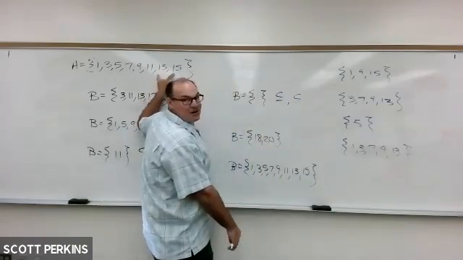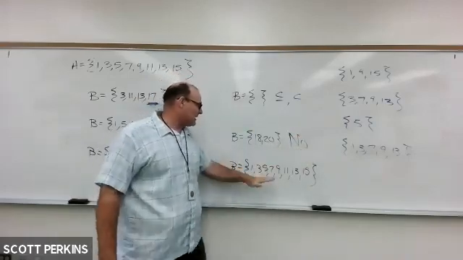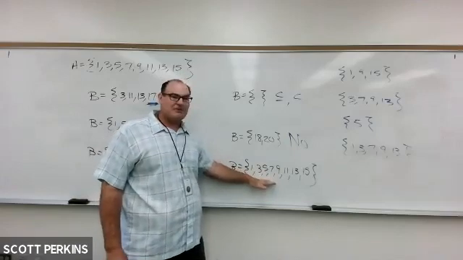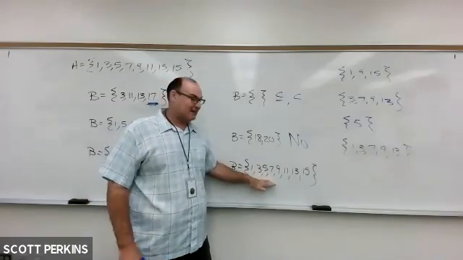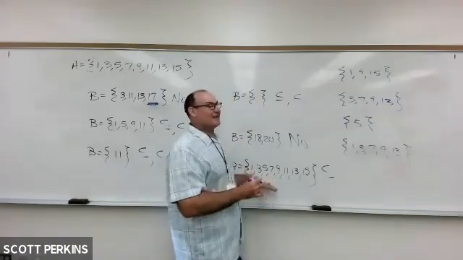Neither 18 nor 20 are part of my set, so that is a no. And then last but not least, 1, 3, 5, 7, 9, 11, 13, 15. Is that a subset? Yes. Is it a proper subset? Why not? Because it's equal.